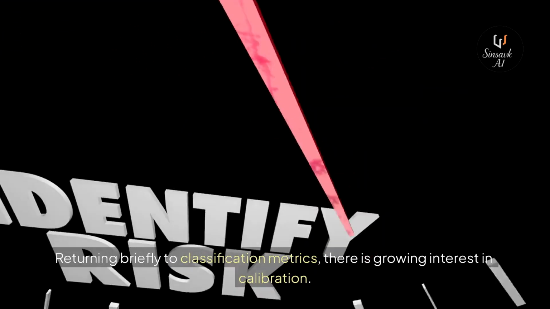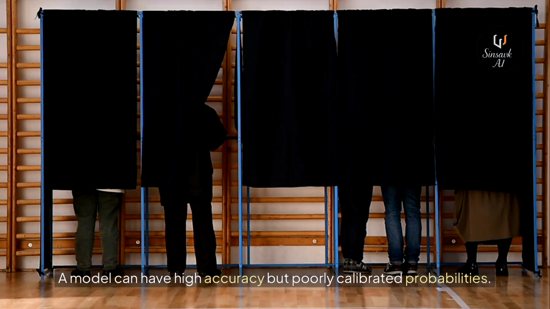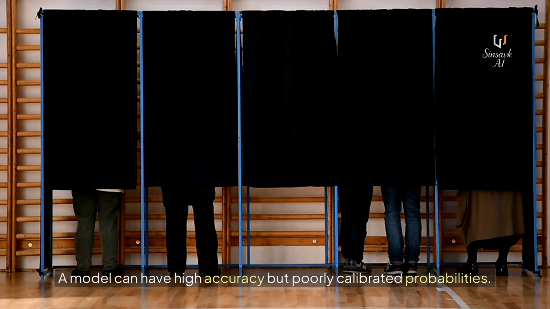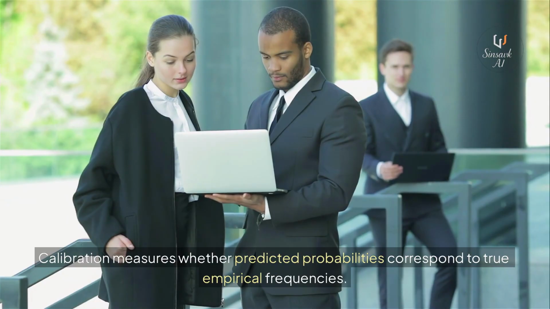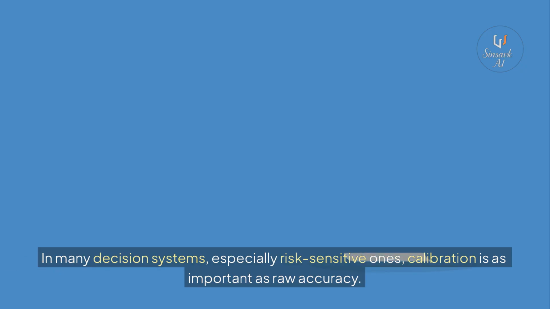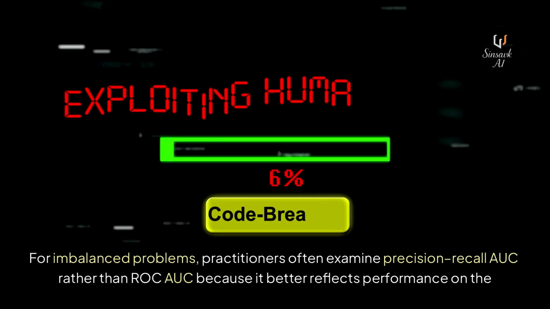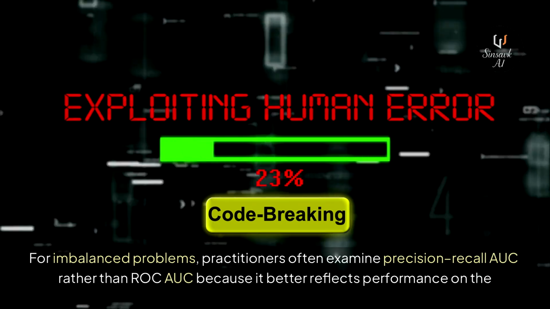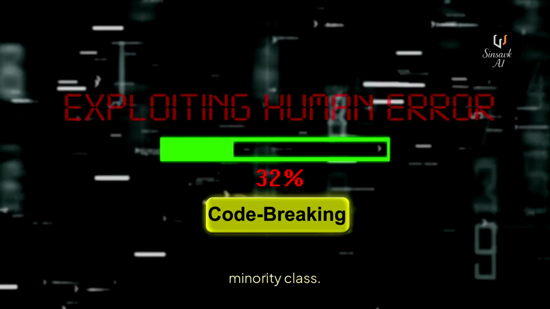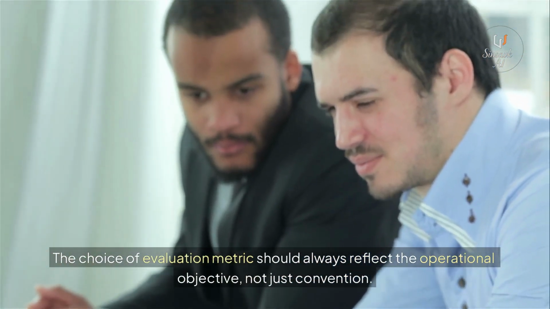Returning briefly to classification metrics, there is growing interest in calibration. A model can have high accuracy but poorly calibrated probabilities. Calibration measures whether predicted probabilities correspond to true empirical frequencies. In many decision systems, especially risk-sensitive ones, calibration is as important as raw accuracy. For imbalanced problems, practitioners often examine precision recall AUC rather than ROC AUC because it better reflects performance on the minority class. The choice of evaluation metric should always reflect the operational objective, not just convention.